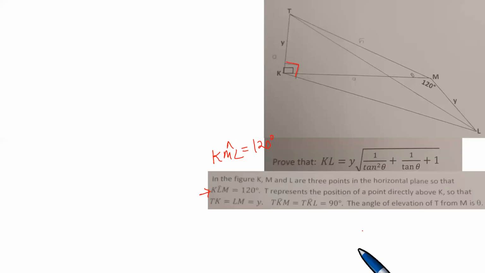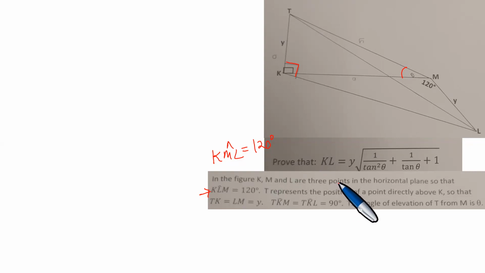Okay, so the angle of elevation of T from M is theta. There it is. This angle is theta. And therefore, we need to just prove this result here. Right. So, to prove KL, we shall be in a position to proceed with ease there. We shall be able to proceed.